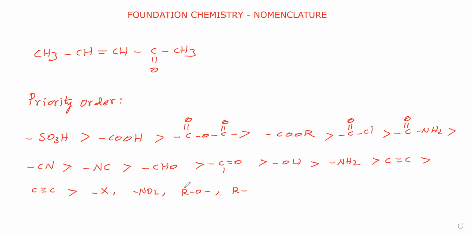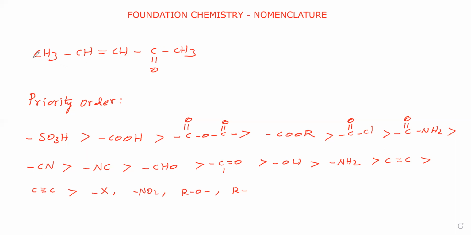Now, in the given compound, what is there? We'll see. Here C=C double bond is there and C double bond O is there. C double bond O is called ketone. Ketone has higher priority. C=C double bond has lesser priority. So ketone is the main functional group. This name we have to say as secondary suffix.